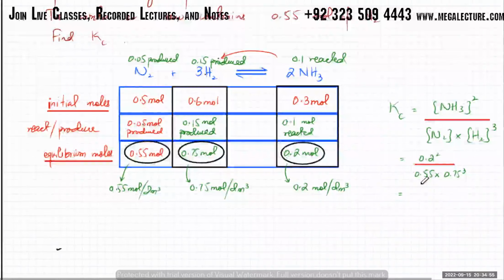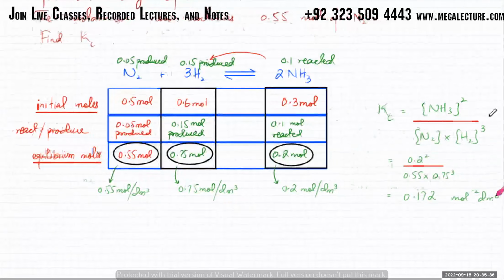So did you even calculate the answer? What's the answer for this? 0.172. Are you sure? Okay, just don't make a mistake over here. It's 0.172. And do you know what the unit is? It's x squared, x to the power 4, x to the power minus 2. So it's mole per dm cube to the power minus 2. Mole minus 2 dm6.